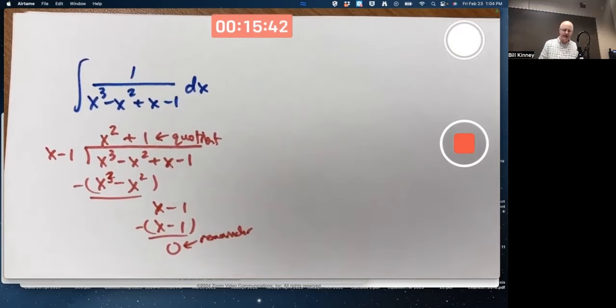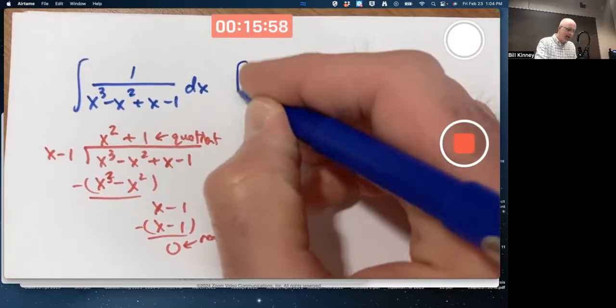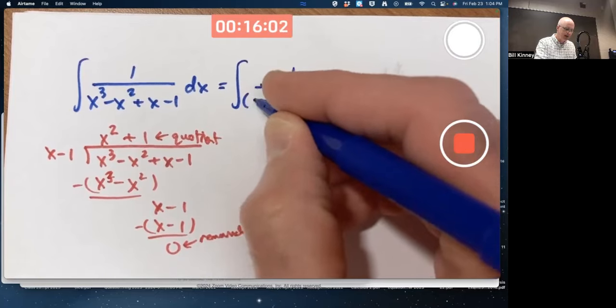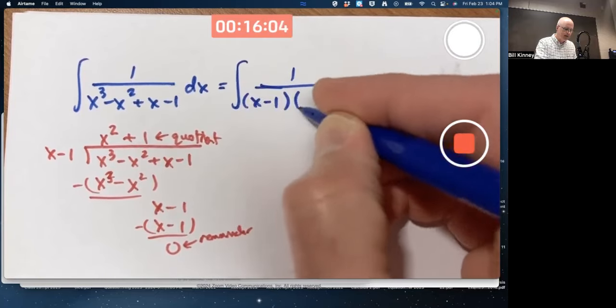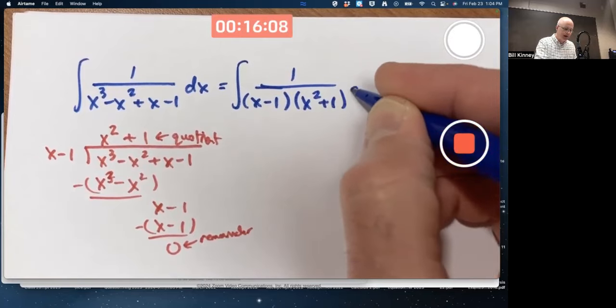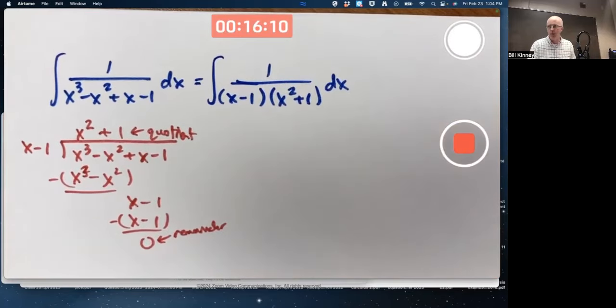If x squared plus 1 were something that I could factor easily, then I would continue factoring. However, x squared plus 1 is not factorable over the real numbers. Its two roots are plus or minus i, the imaginary units. So because of that, we don't try to factor it. Instead, we write the function like this. And we try to use partial fractions right away.